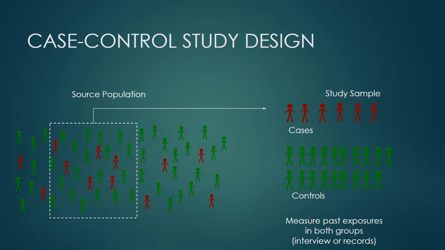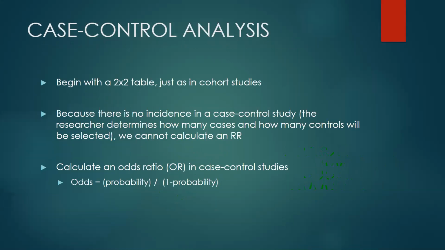And sometimes there's matching. So that's one kind of advantage of case control studies. You can control for some confounding in the design by, for example, picking the same number of men and women, or picking the same number of people in different age groups in your case and control groups.